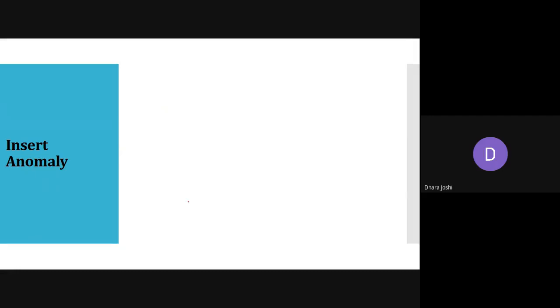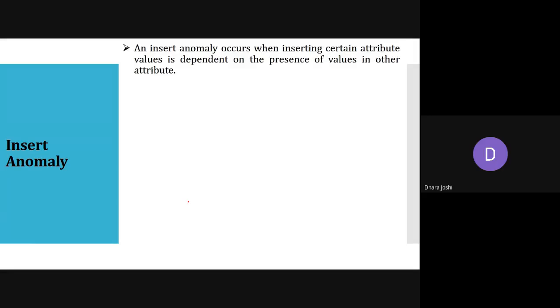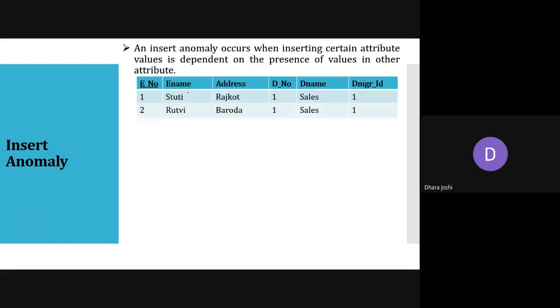What it will be and what is the example for that. An insert anomaly occurs when inserting a certain attribute value is dependent on the presence of a value in the other attribute. Okay. We'll see in a simpler manner. Suppose this is the table, and the table which we are calling is the employee table.